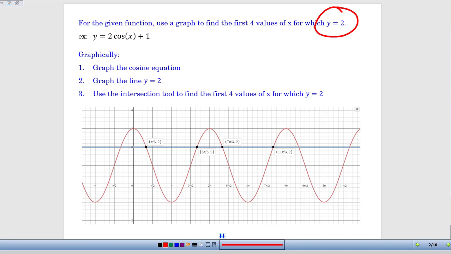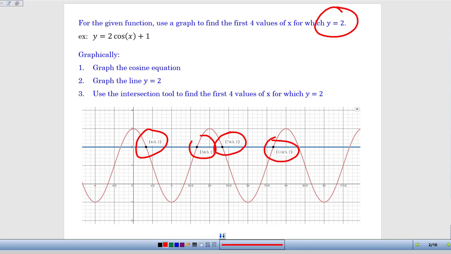And then we can just use the intersect tool. If we're working on our graphing calculator, we can use the intersect tool, but on Desmos, we can just click on those points. We can see I've identified the first 4 locations where the two graphs intersect, meaning that we can see what value of x, so pi over 3, 5 pi over 3, 7 pi over 3, 11 pi over 3, we could plug into that function and get an output of 2.